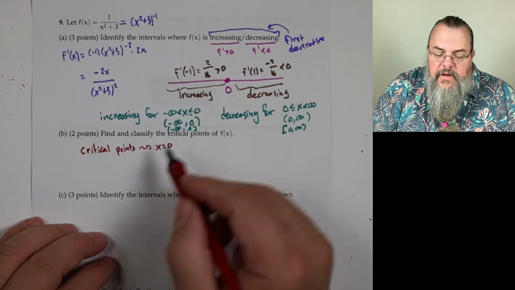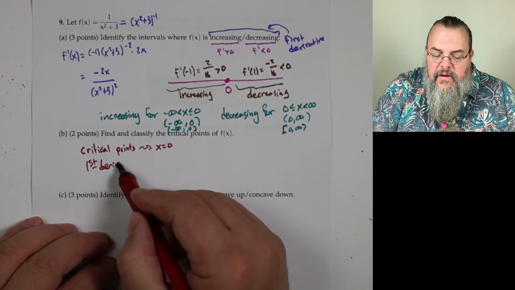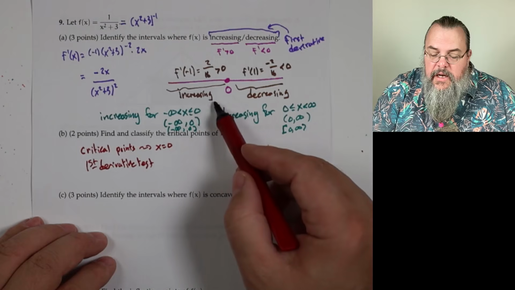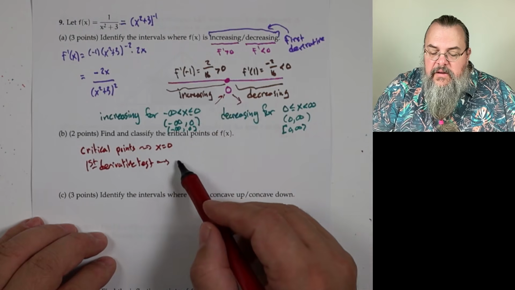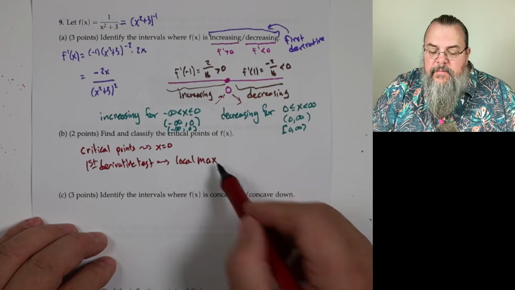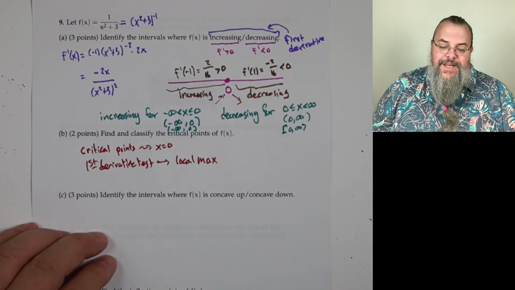X equals 0. First derivative test says what? Well, we are going up, then we're going down. So that says that x equals 0 is a local max. All right, so part A is actually doing the work for part B.